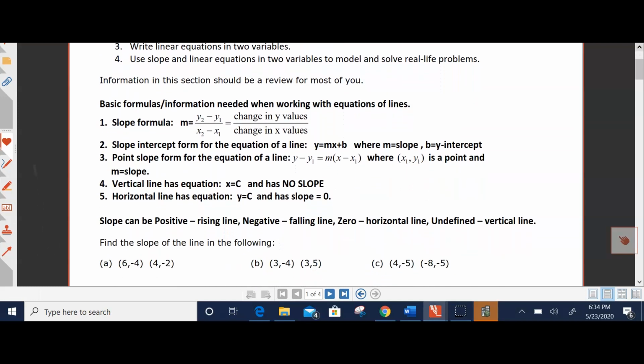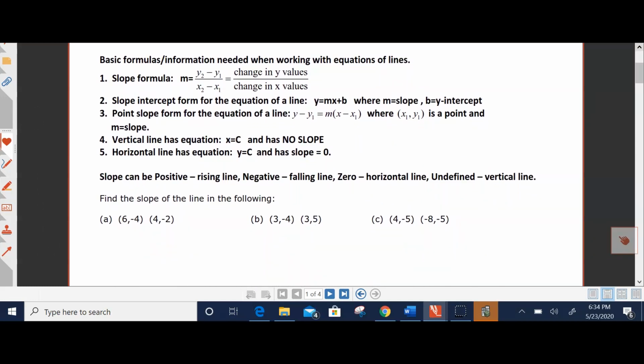So let's get to some basic information, some formulas that we need to know to complete the work in this section. Let's recall the slope formula. If you're trying to find the slope between two points, suppose we had a point (x1, y1) and a point (x2, y2), whatever those values are. To find the slope, we subtract the y values, y2 minus y1 in the numerator, and subtract the x values, x2 minus x1, placed in the denominator. So we'll practice finding the slope between two points.